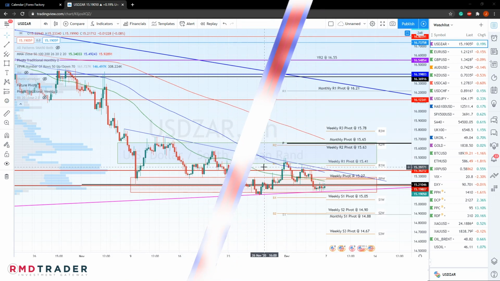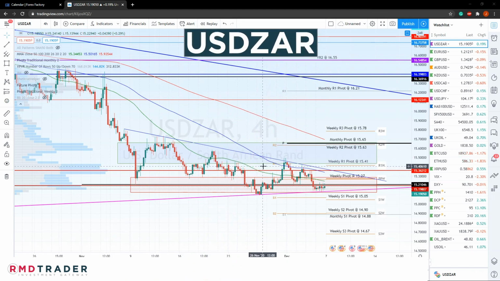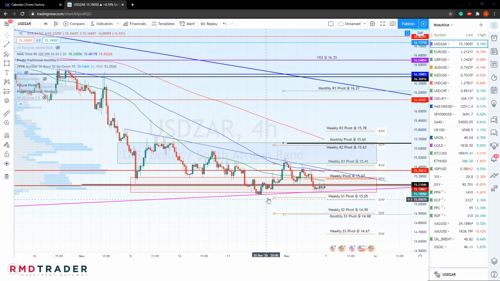We start our analysis this week by looking at the US dollar to South African rand. At the start of last week, we saw a brief rally taking us to our initial target and our area of resistance, and this was at the weekly R1 near the $15.43 level, after which price then retreated back to the previous lows.